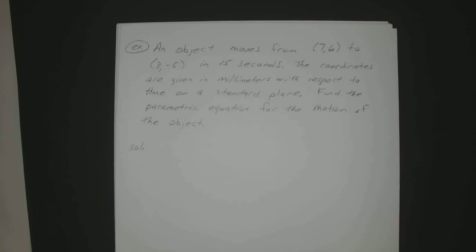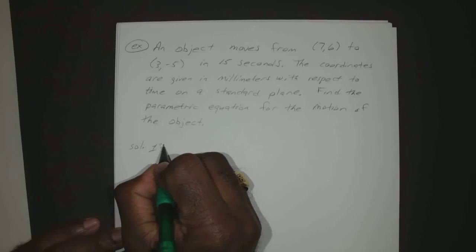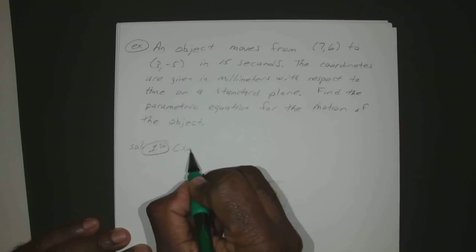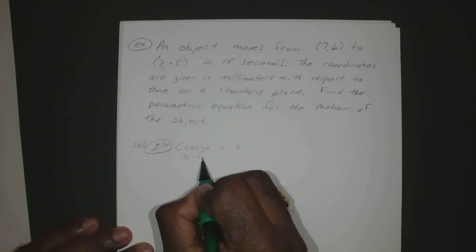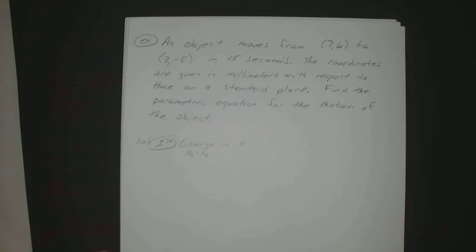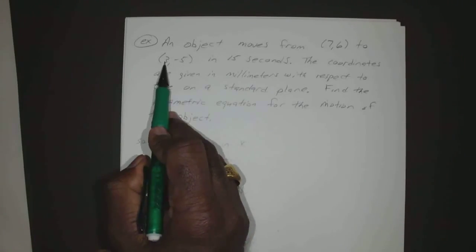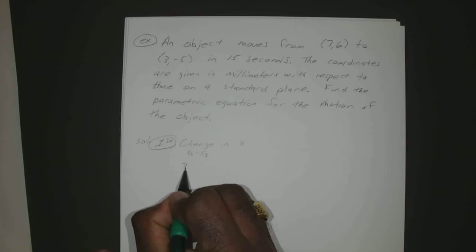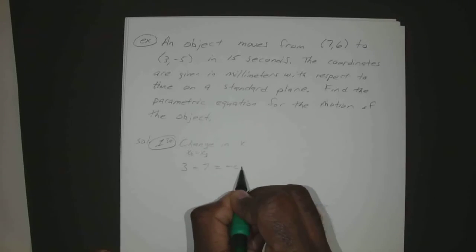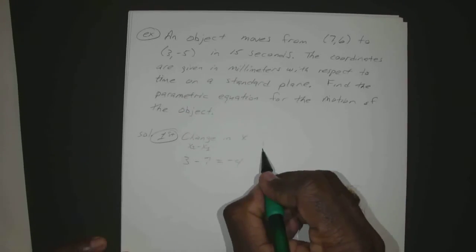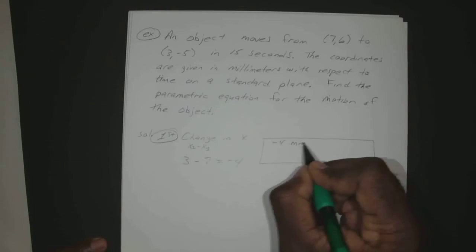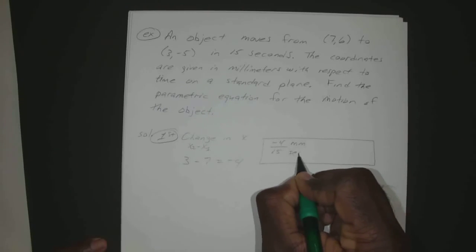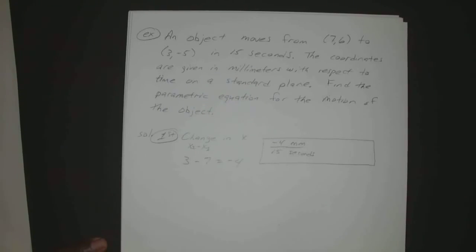So the first thing we do is get our change in x, which is our x2 minus x1. Okay. So we go from 3 minus 7 is -4. Okay, so you go -4 millimeters in 15 seconds. Can't simplify it, so we leave it at that.